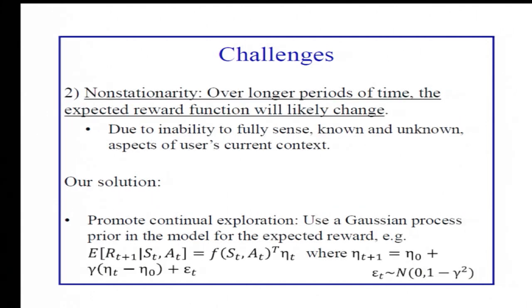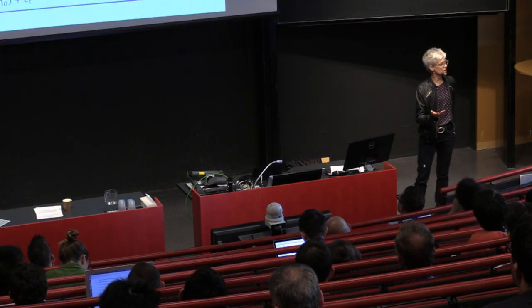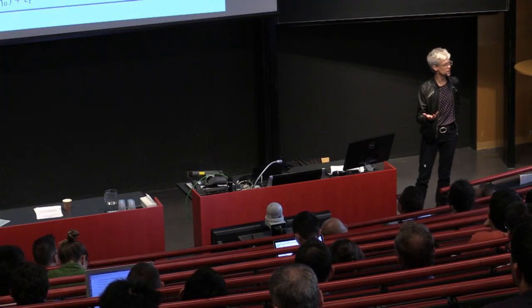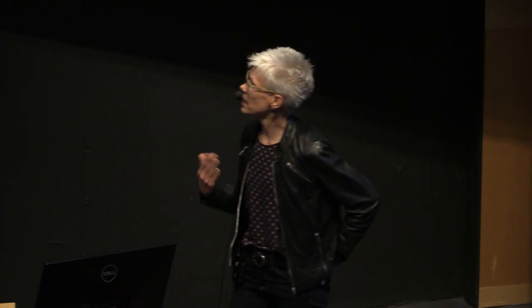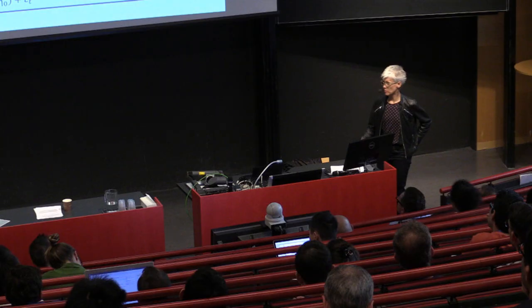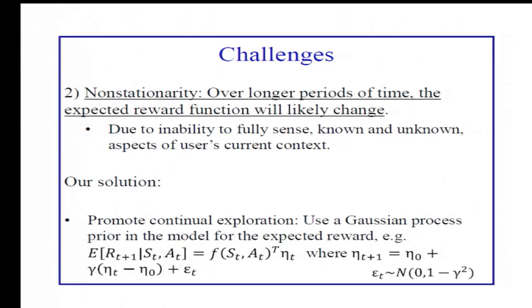Did I miss something? Oh, right. So non-stationarity, I already gave you some evidence that we're not sensing the entire context, the entire state. And so one way to do this is instead of using just a straight Gaussian prior, we'll use a Gaussian process prior. What does a Gaussian process prior do? What it does is it just exponentially discounts the past. So you only use the more recent data to learn, to change the probabilities of choosing a particular action.